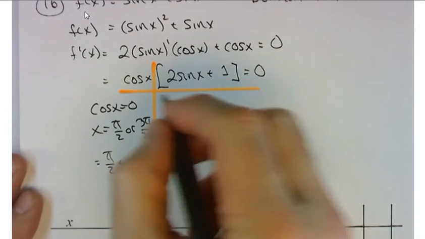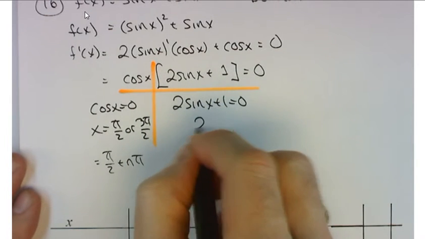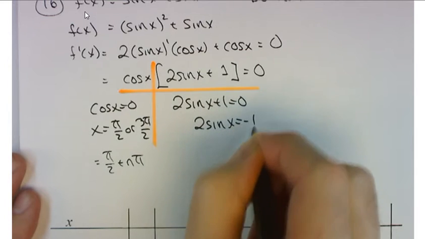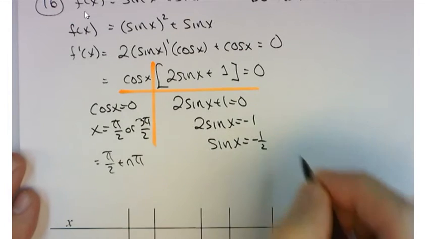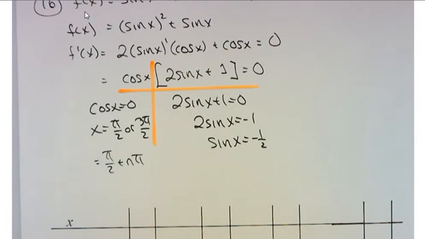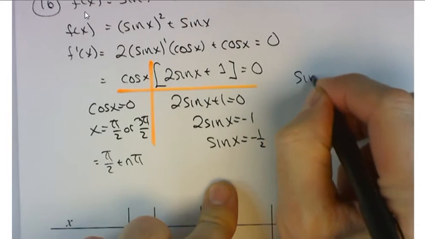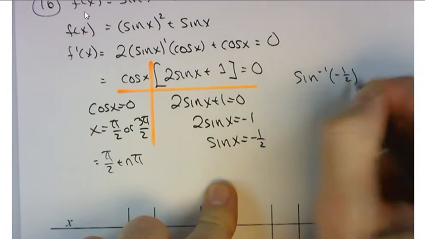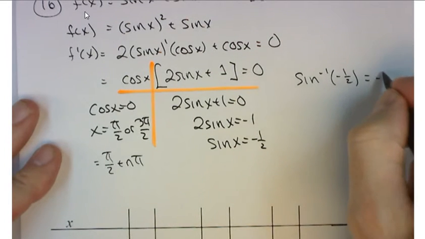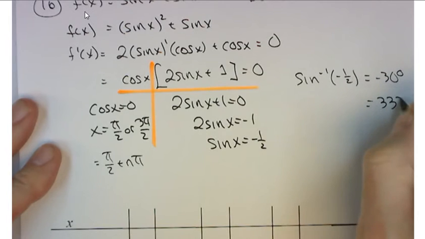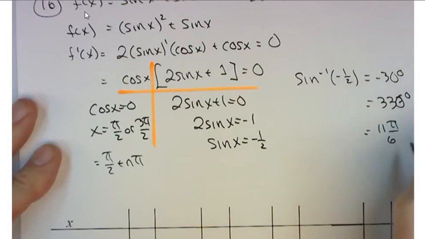Now for the other possibility, 2 sine of x plus 1 equals 0. That's 2 sine of x equals negative 1, so sine of x equals negative 1/2. I'm going to have to leave you on your own to work this out. Sine inverse of negative 1/2 on your calculator would give you negative 30 degrees, which is also positive 330 degrees, or 11 pi over 6.